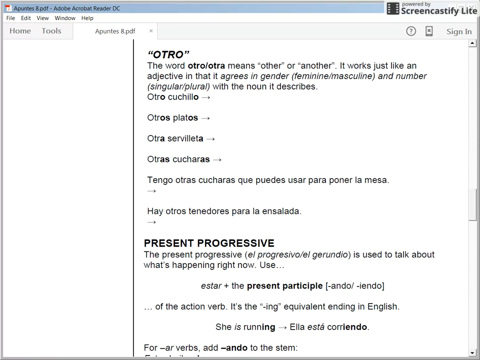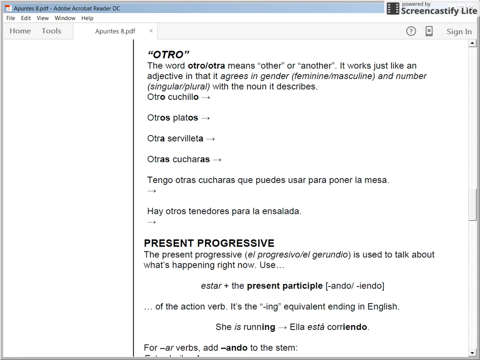Continuing on with Apuntes, capítulo 8. Otro. The word otro or otra means other or another in English. We decide which one we're going to use in English based on the content of our statements. It works just like an adjective in that it agrees in gender and number with the noun it describes, so the ending must correspond to the noun we're describing, such as the following examples.